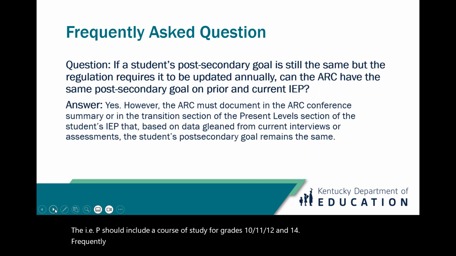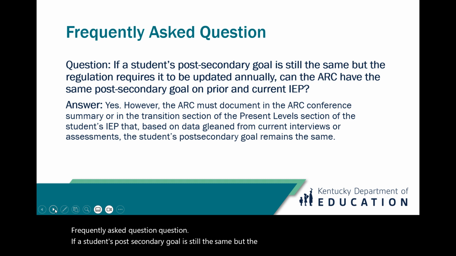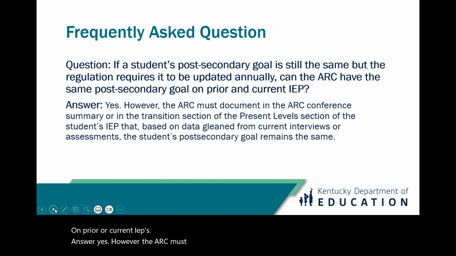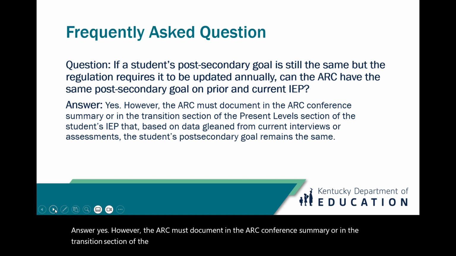Frequently asked question. Question: if a student's post-secondary goal is still the same, but the regulation requires it to be updated annually, can the ARC have the same post-secondary goal on prior or current IEPs? Answer: yes. However, the ARC must document in the ARC conference summary or in the transition section of the present levels section of the student's IEP, based on data gleaned from current interviews or assessments, that the student's post-secondary goal remains the same.